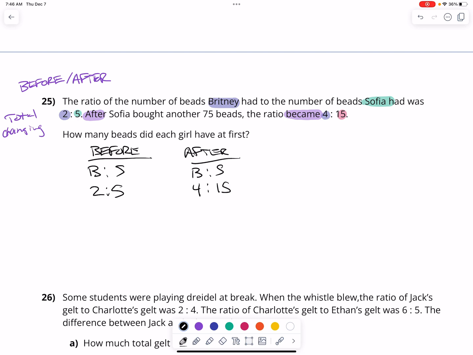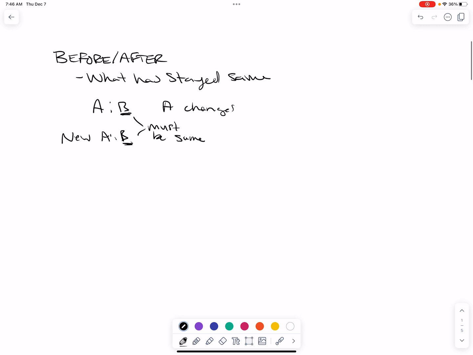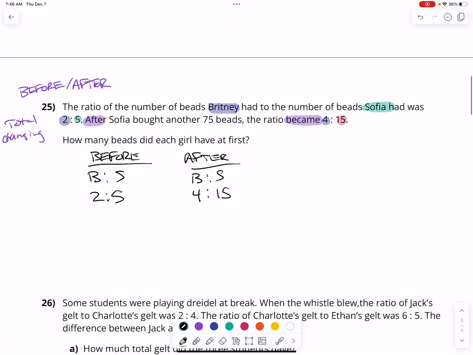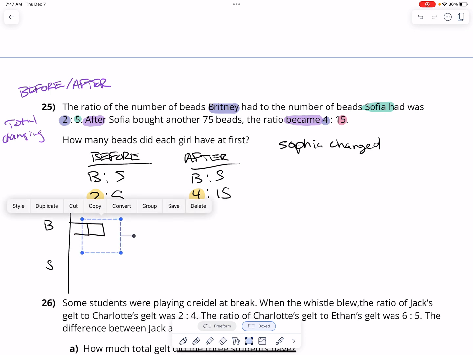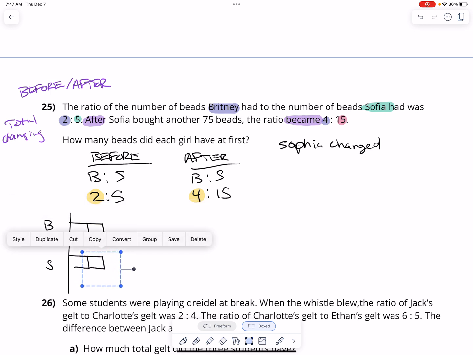In here, if we think back to the questions up above with before and after, what or who has stayed the same? Because Sophia got the beads, Sophia is the one who changed. And so that must mean that Brittany stayed the same. So when we look here at Brittany's values, these 2 units must equal those 4 units. So if we're looking at a bar model for this, Brittany to Sophia, we know those 2, and Sophia needs to have 5. We duplicate a couple more.